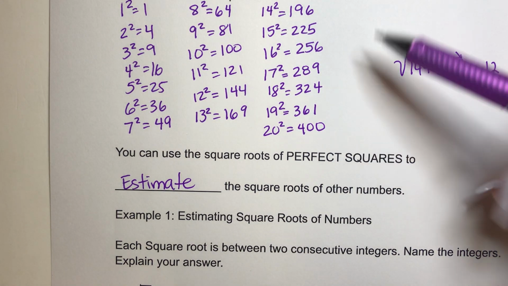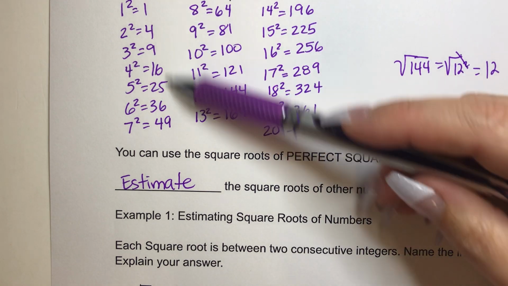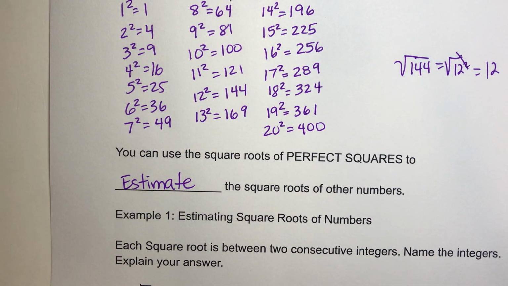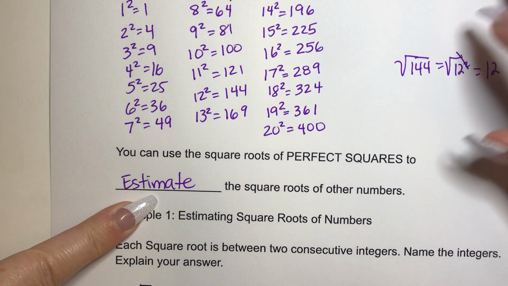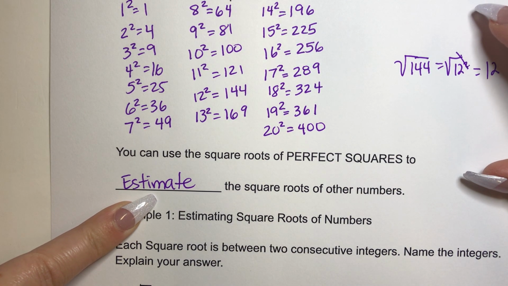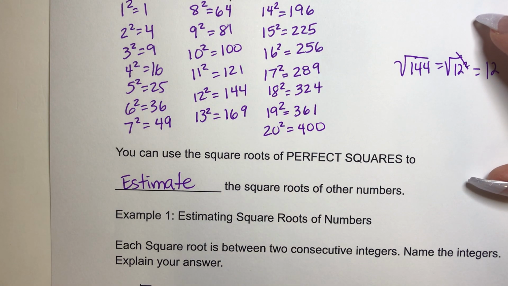Now in this lesson, we're not going to be dealing with perfect square numbers. We're going to be dealing with other numbers, and so we're going to use these perfect square numbers to estimate what the square root of that number is. Okay, so let's go ahead and get started.